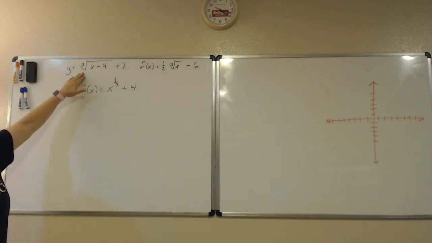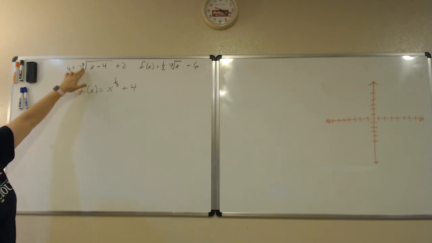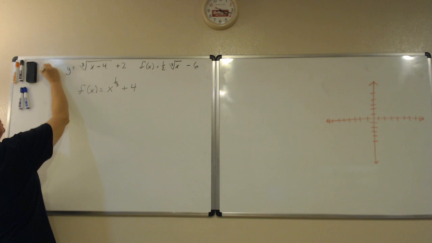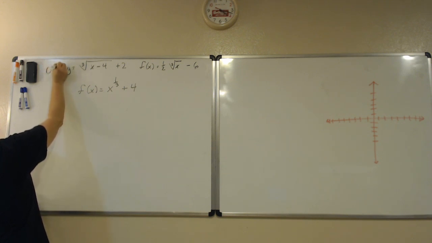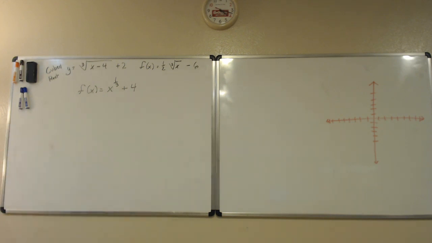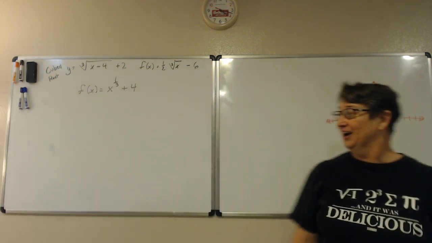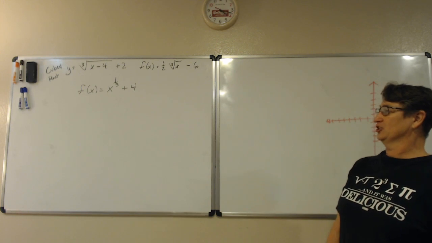Because that is a cubed root. Notice how all of them have a cubed root on there. So here this is a cubed root function. Oh, Rachel, should have known. So there's our cubed root function.